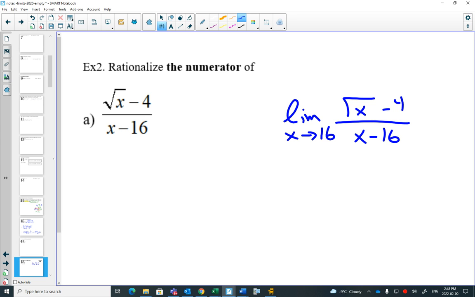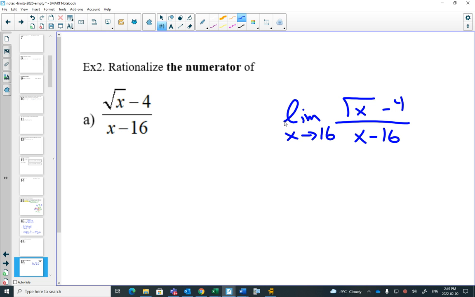This would be really easy if I changed this question to say, what's the limit as x gets close to 4? You could plug 4 in and find out exactly what number it's going to be. If I plug in 4, I get negative 2 over negative 12, which is 1/6. If I plug in 4 and I get 1/6, that means when I get close to 4, chances are I'm going to be getting close to 1/6. And that's what a limit is saying. As you get close to 16, what does this equal? Because when you're at 16, it's impossible.